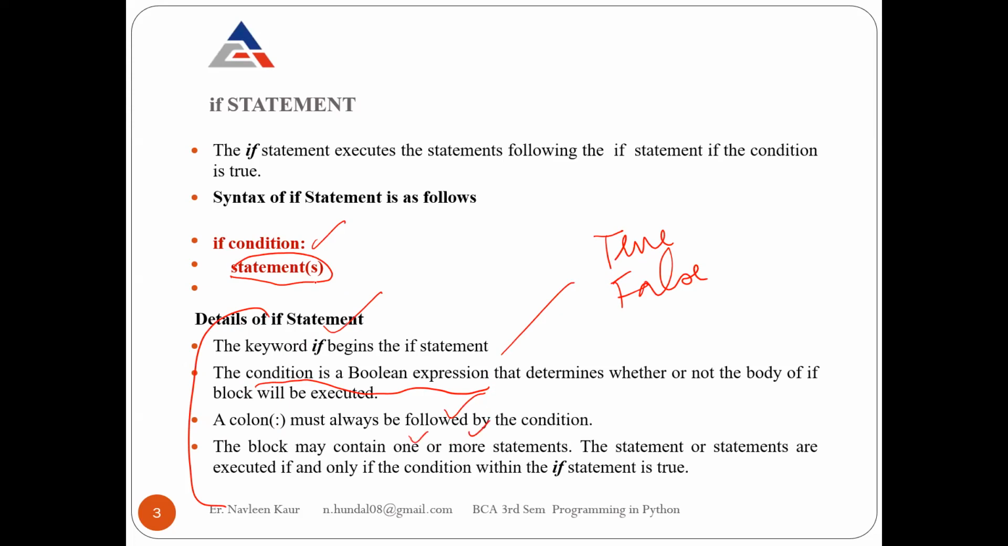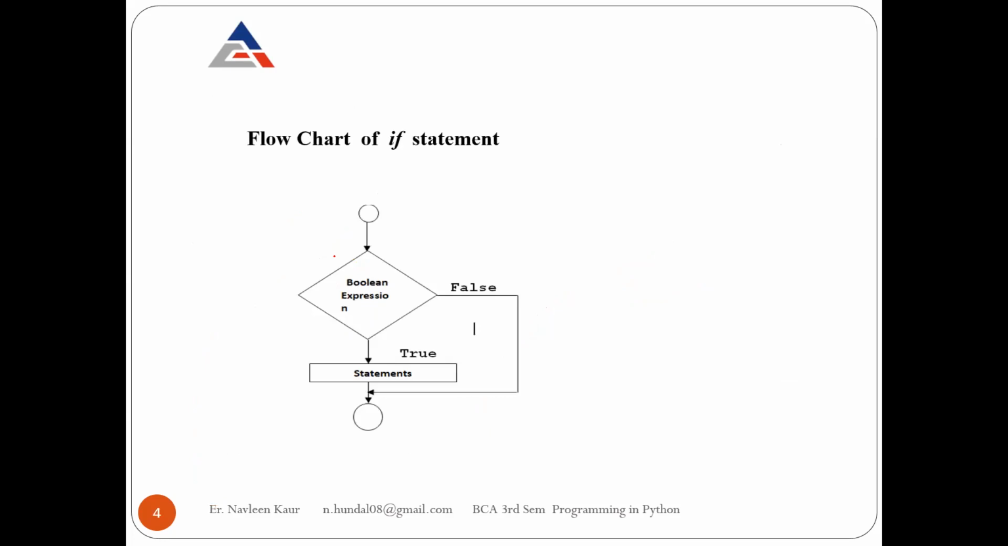And these statements will execute if and only if the condition turns out to be true. If the condition is true, statements run. If the condition is false, nothing will happen. So this flow chart will make it easier to go over the if statement. So you start, your program starts from here.